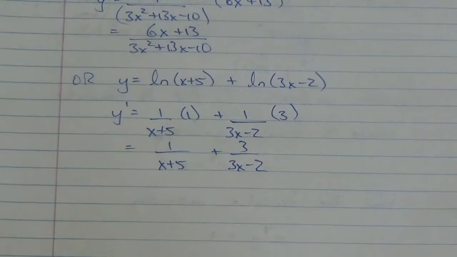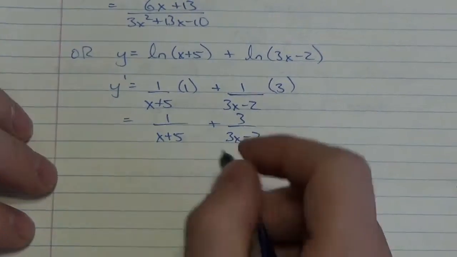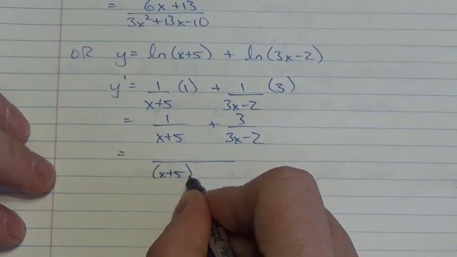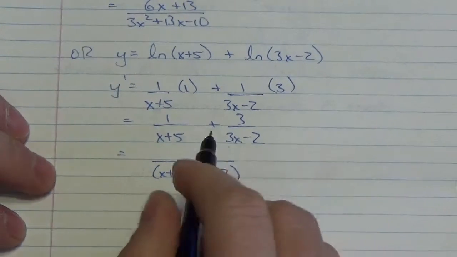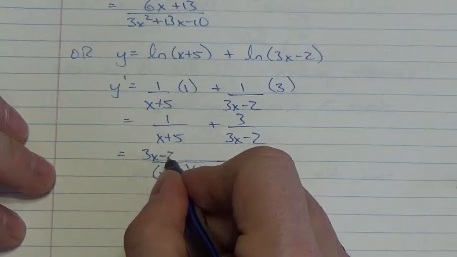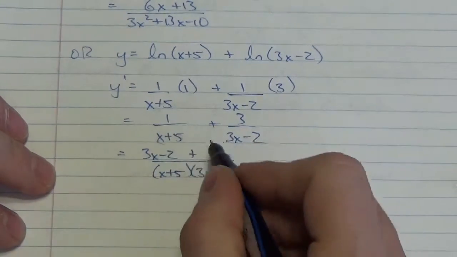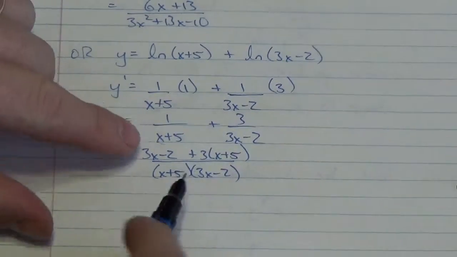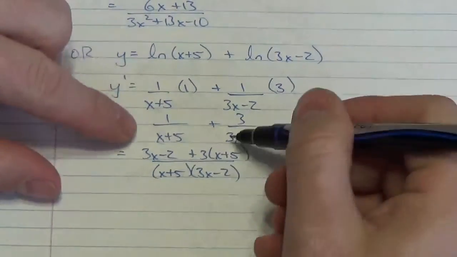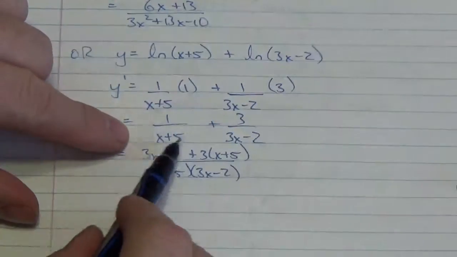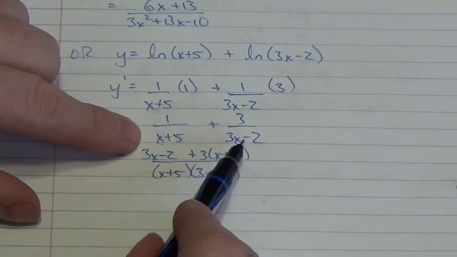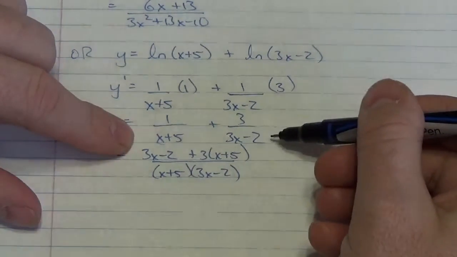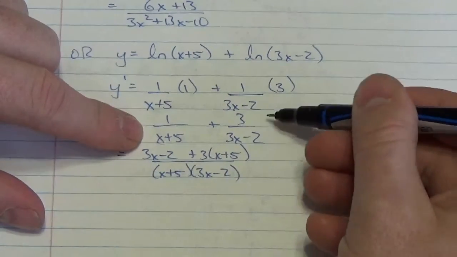Now, just to show that this does work, I'm going to put these together. My denominator here is going to be x plus 5 multiplied by 3x minus 2. And hopefully you're following what I'm doing here. To get a common denominator, I'm just multiplying those together. So if I have to multiply x plus 5 by 3x minus 2, I do that to the numerator and denominator. And if I have to multiply 3x minus 2 by x plus 5, I do that to the numerator and the denominator.